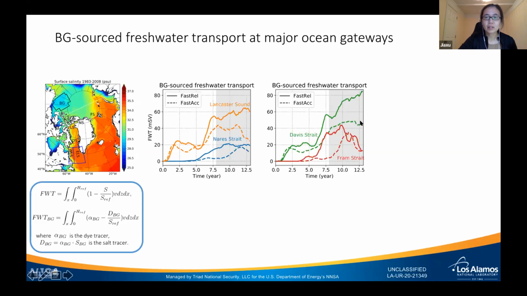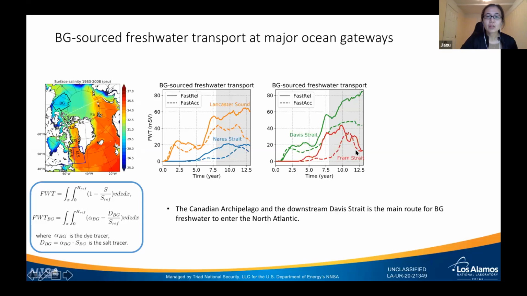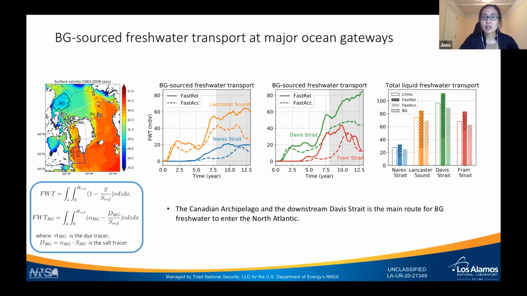like 2 times higher than the fast accumulation case. At Fram Strait, the value is much lower, and the fast release case does have a higher value during this period, but in the later period it starts to decrease. So we conclude that the Canadian archipelago and the downstream Davis Strait is the main route for Beaufort gyre freshwater to enter the North Atlantic.